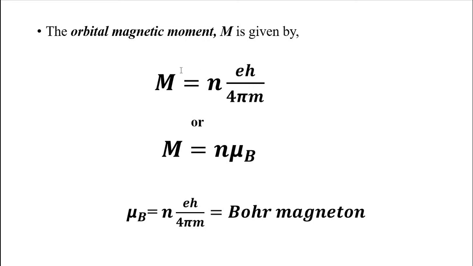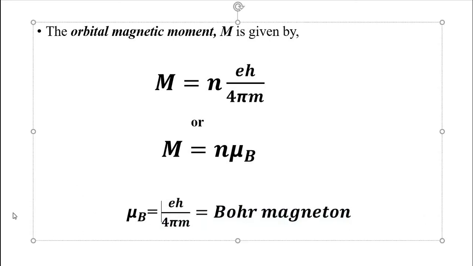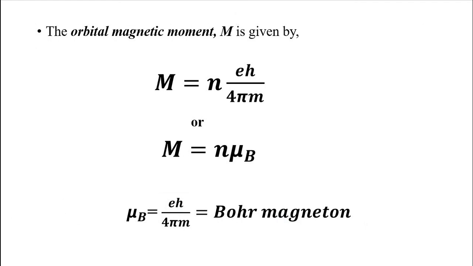The orbital magnetic moment M is given by n e h by 4 pi m, or n mu b, where mu b, equal to e h by 4 pi m, is the Bohr magneton. The n is not there in mu b, it is simply e h by 4 pi m. So this is the Bohr magneton. Here e is the electronic charge, h is Planck's constant, and m is the mass of the electron.